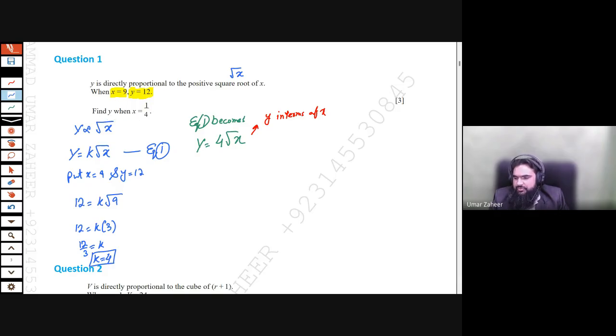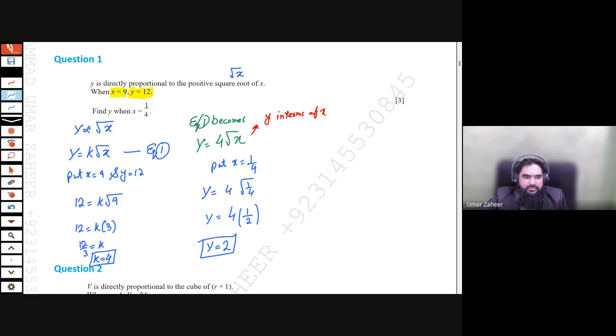Once you have this equation, you can find any value. So we have to substitute x is equal to 1 over 4. We will get y is equal to 4 root 1 over 4. Root of 1 is 1, root of 4 is 2. So 4 over 2 will be 2. That would be my final answer.